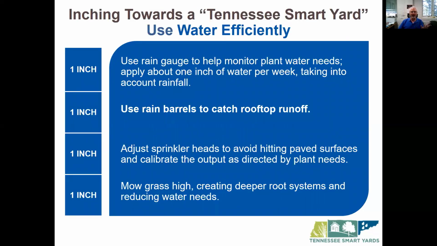Okay, once again, looking at our plan. The second bullet is to use a rain barrel to catch rooftop runoff. So now we're thinking about, what if we don't get the inch of water per week and we need to add extra water? Well, if we don't want to use municipal water, then we need to be prepared to store rainwater. A very common way to do this is with a rain barrel.